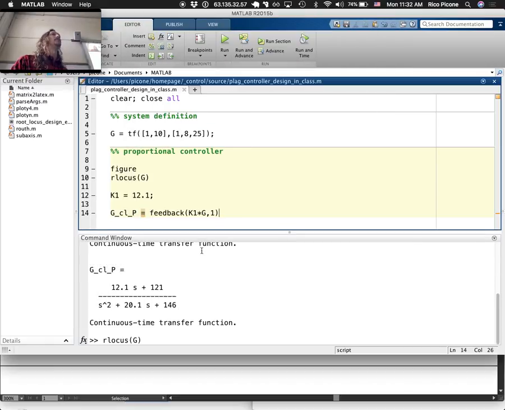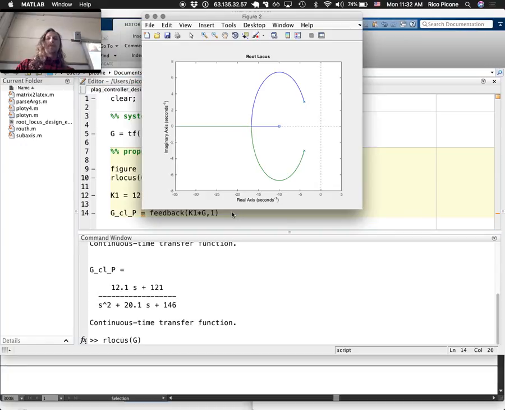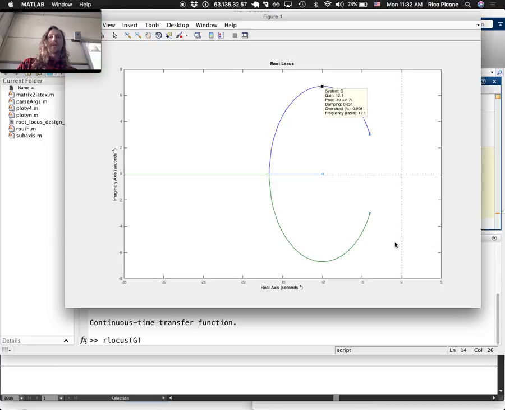What made you pick 12.1? I chose 12.1 because the data cursor here, when I was at a pole of negative 10, the real part was negative 10, which was what the settling time, the transient response criterion told us, right? It said for transient response performance, we want the pole to have a real part of negative 10. So that is why we chose this.